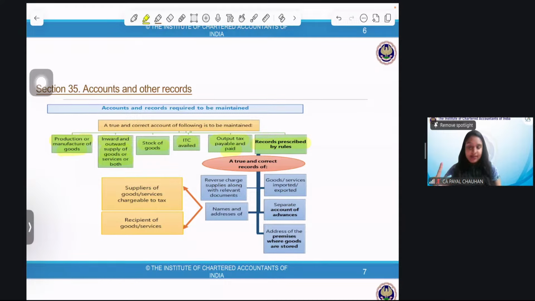Perfect. See, I am not in a hurry. My objective is not to finish the chapter. Rather, whatever you're doing, you should have a thorough knowledge along with the section, right? Now we'll do the records which will be maintained as per rules. We are not doing the example from the diagram. We'll do it first from the theory and then again from the diagram.